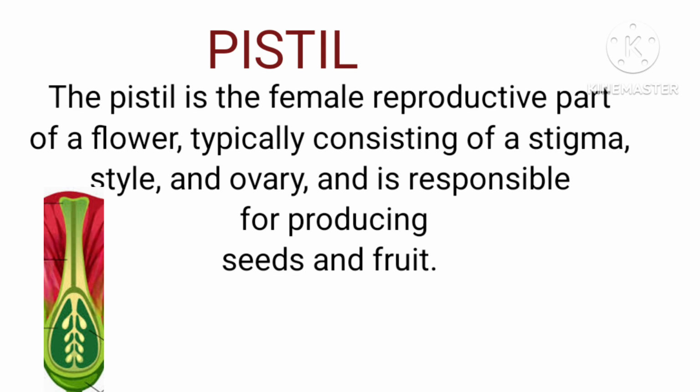Now let's talk about the pistil. So the pistil is the female reproductive part of a flower, typically consisting of a stigma, style and ovary that we saw in the previous slides, and is responsible for producing seeds and fruits. As you can see in the picture given below, this consists of three parts: the style, the stigma and the ovary. This comes in the female reproductive part known as the pistil.